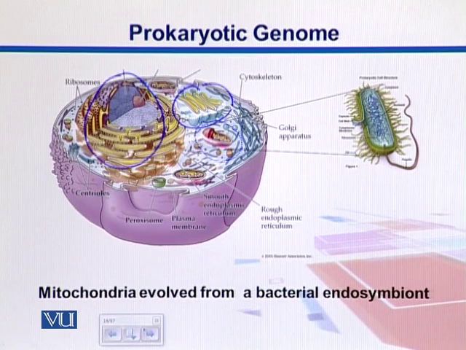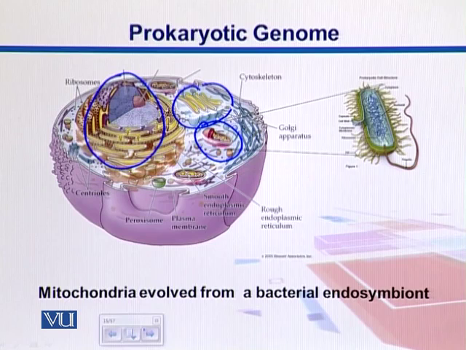Here we see a comparison between a eukaryotic cell and a prokaryotic cell. As we see in these circles, we have all those membrane bound organelles which are present. One of them is mitochondria, which is involved with the respiration process, in which the food is broken down into energy. There is a hypothesis that this mitochondria actually evolved from a bacteria. That hypothesis is called the Endosymbiont Hypothesis.